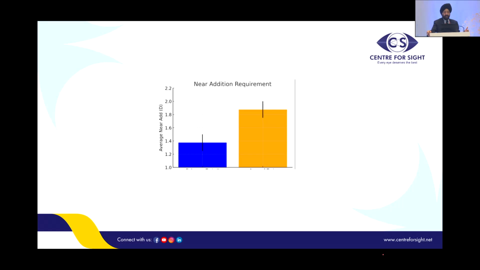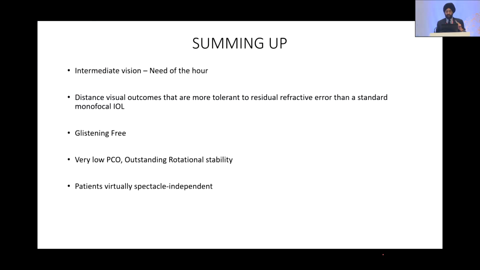The near add requirement in our patients averaged about 1.5 diopters. As I told you, in my POC, it is 0.75 or something. So here it is between 1.25 to 1.75. In bilateral cases, it's slightly lower than 1.5 as compared to the other one, which is closer to about 2 diopters. So friends, at the end of the study or even otherwise, I don't ask the patient anything.